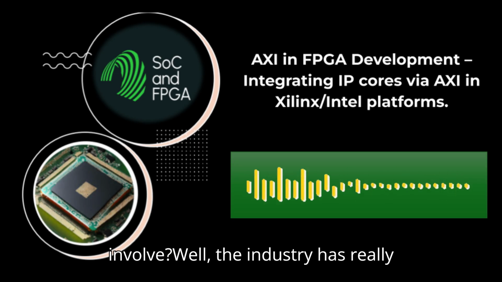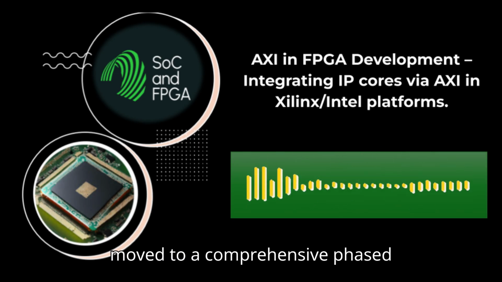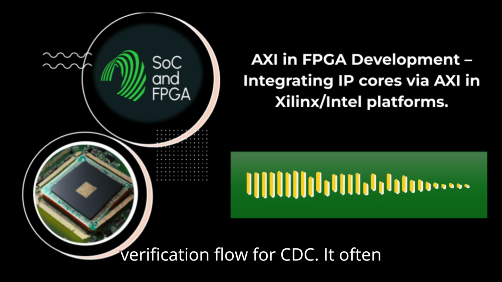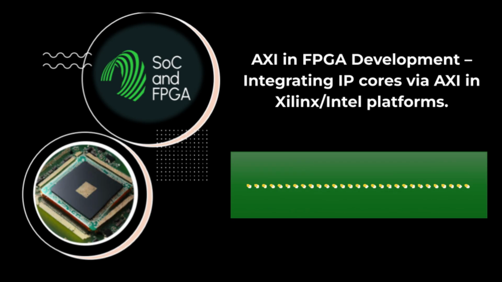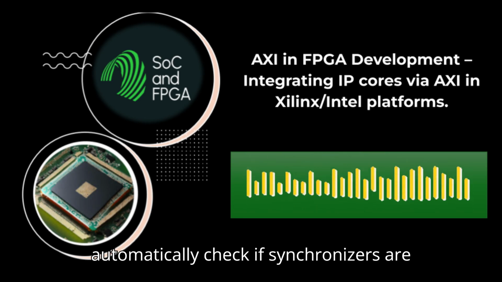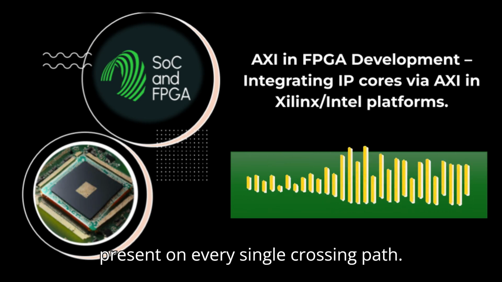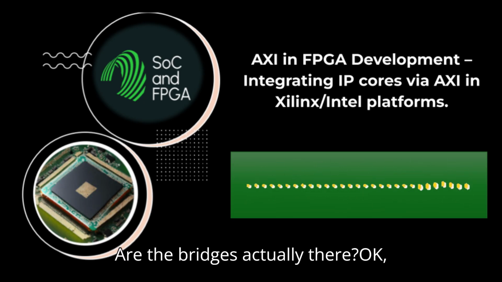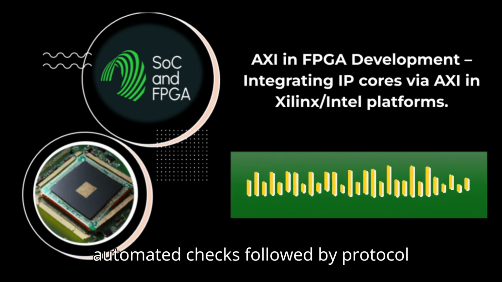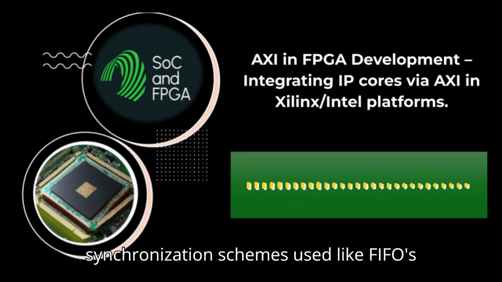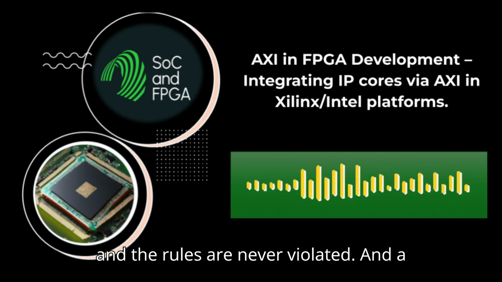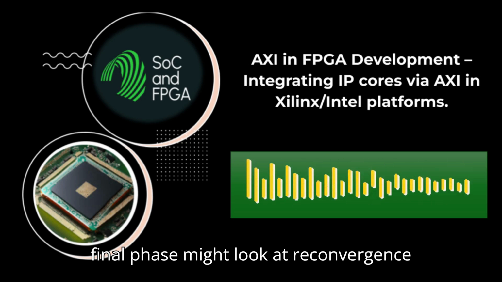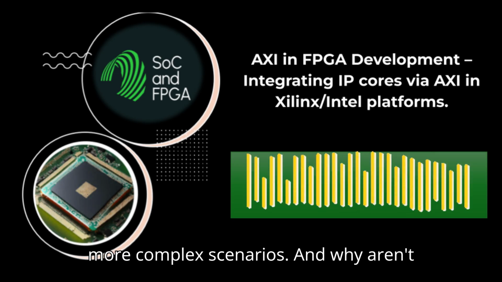Well, the industry has really moved to a comprehensive phased verification flow for CDC. It often starts with design setup validation, making sure clocks are defined correctly. Then structural analysis tools that automatically check if synchronizers are present on every single crossing path. Are the bridges actually there? Okay, automated checks. Followed by protocol verification, ensuring that the synchronization schemes used, like FIFOs or handshakes, are implemented correctly and the rules are never violated. And a final phase might look at reconvergence and metastability tolerance, analyzing more complex scenarios.